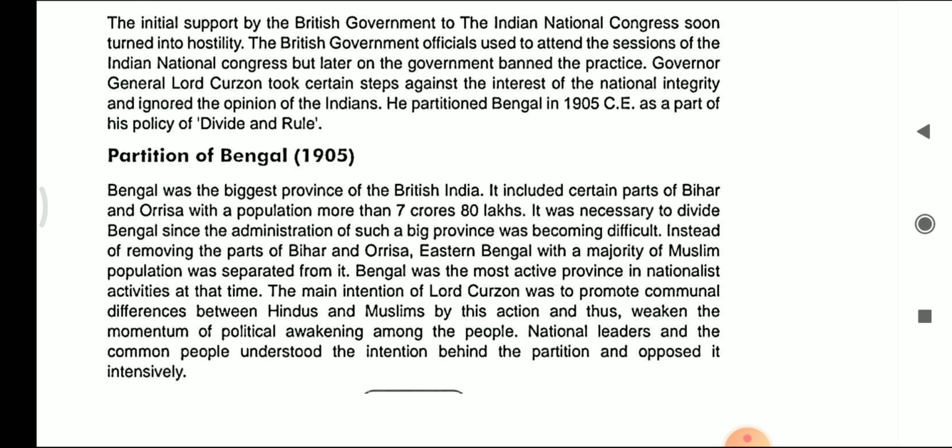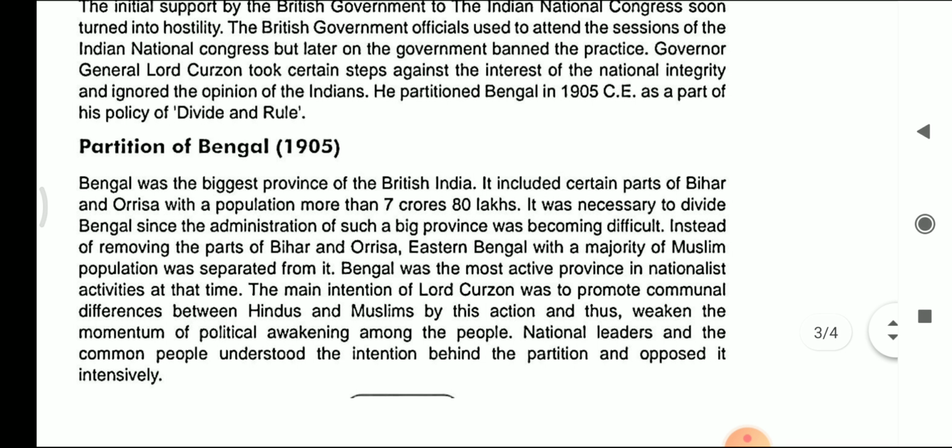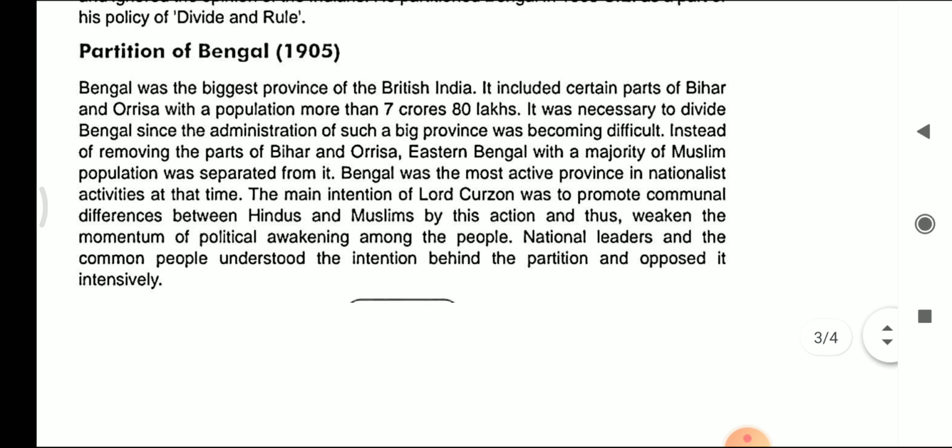National leaders and the common people understood the intention behind the partition and opposed it intensively. Hence, the national leaders came to know about this policy, and this was the main reason why the people opposed it aggressively and intensely.